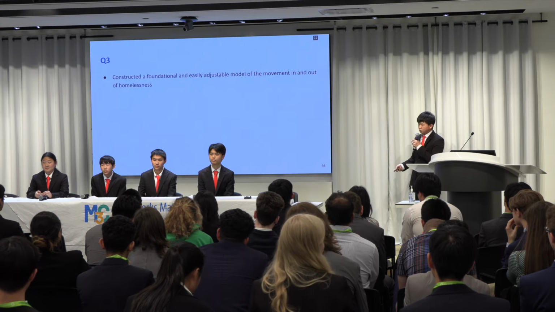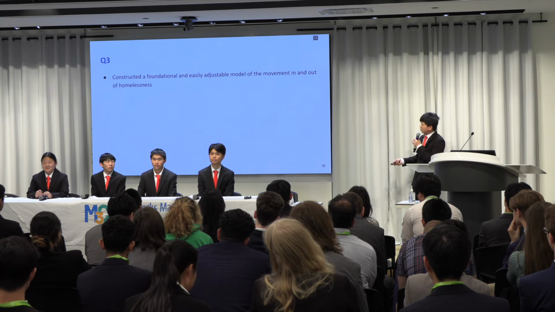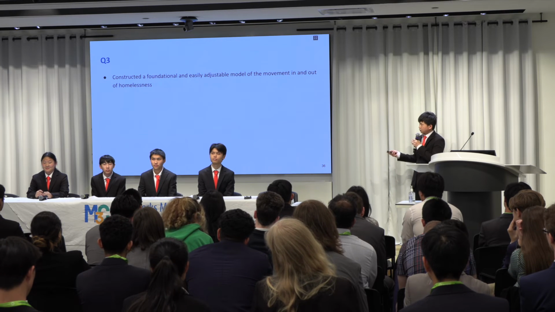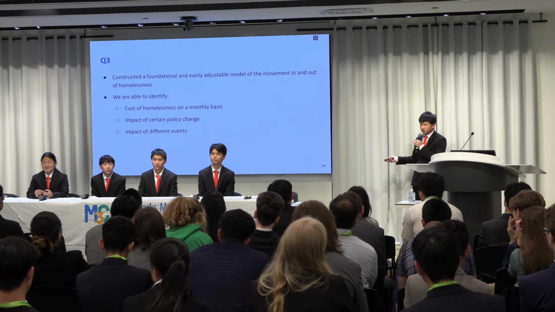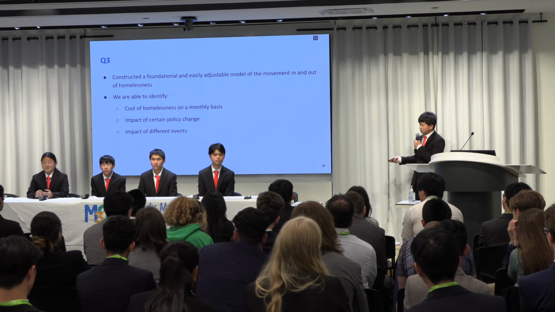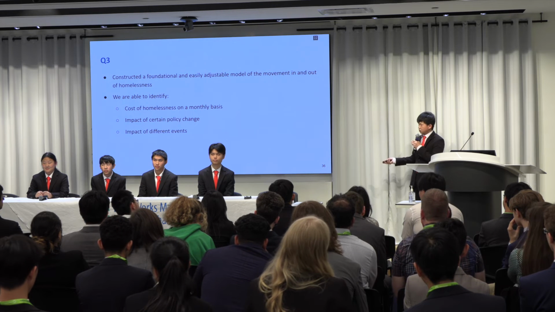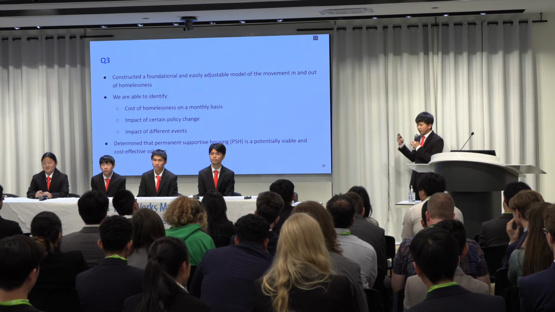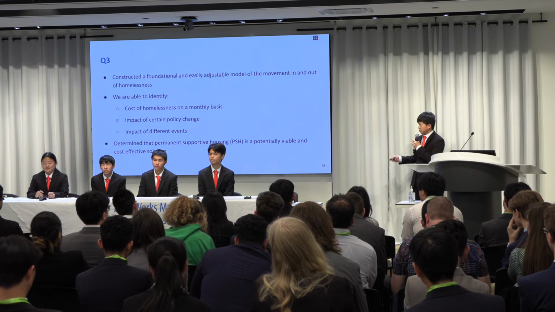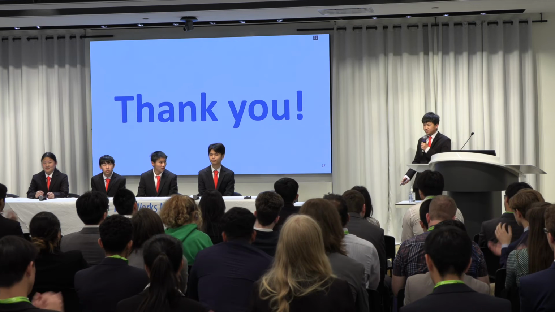And finally, for Q3, we constructed a foundational and easily adjustable model for the movement in and out of homelessness. For this, we used a custom Markov chain to identify the cost of homelessness in any given month, as well as the impacts of certain policy changes, as well as events like natural disasters. And we determined that permanent supportive housing is a potentially viable and cost-effective solution. Thank you all for listening.